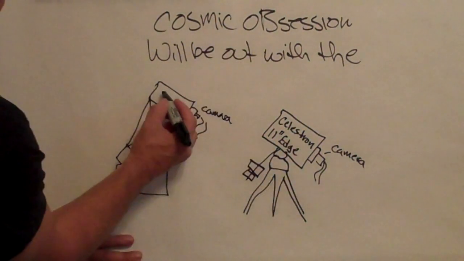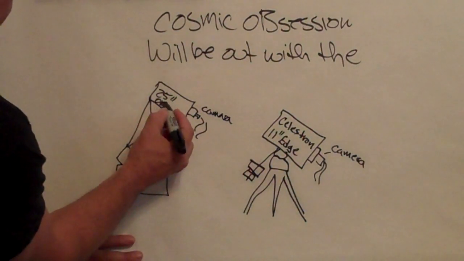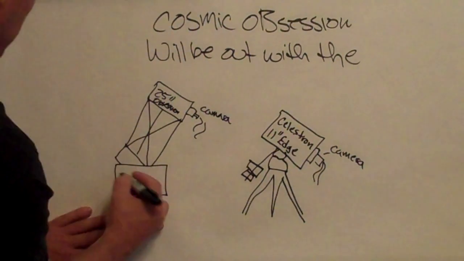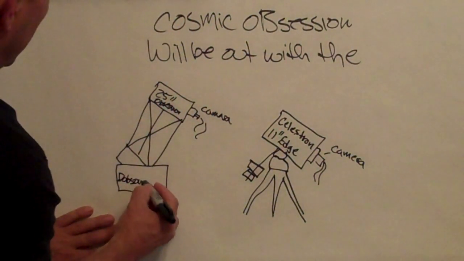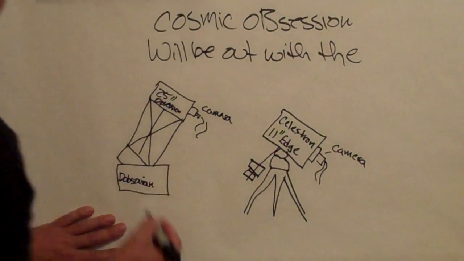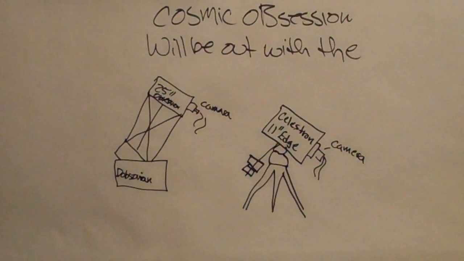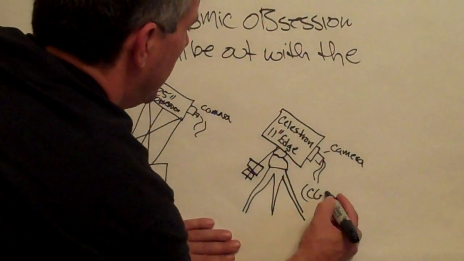We'll be out with both telescopes: the 25-inch Obsession Dobsonian, and the Celestron 11-inch EdgeHD on a German equatorial mount, on a Pro CGM mount.